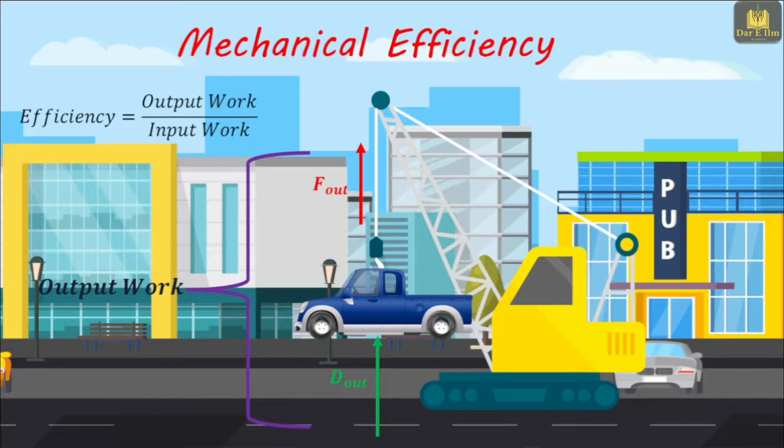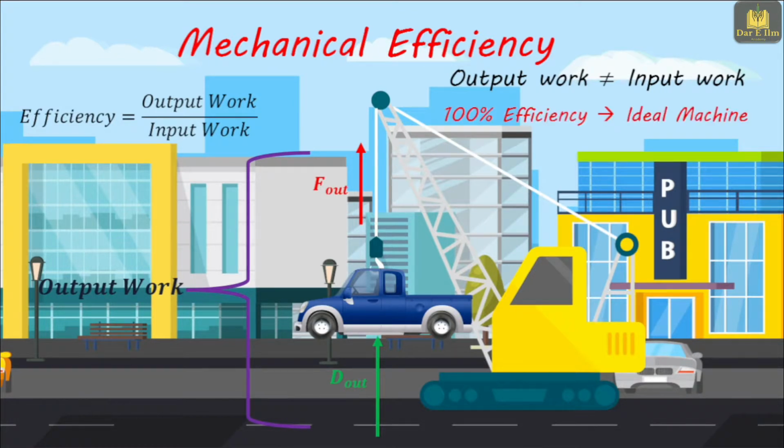But remember one thing, it can never be possible that output work to become equal to input work due to frictional forces. So we can say that efficiency of a machine can never be 100%. A machine with an efficiency of 100% is known as ideal machine, which is not possible in our real world.